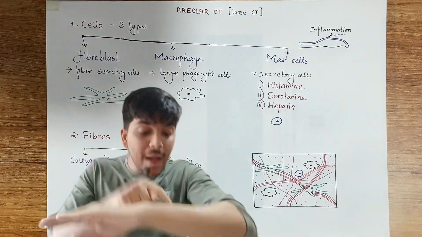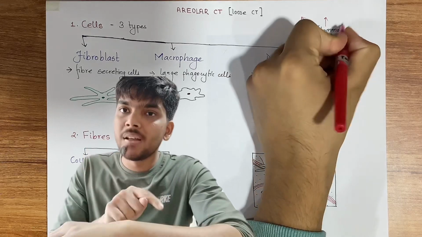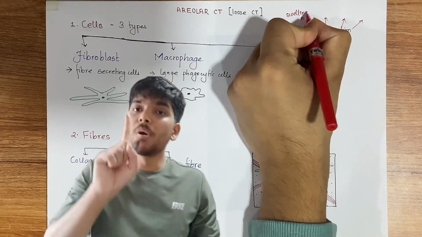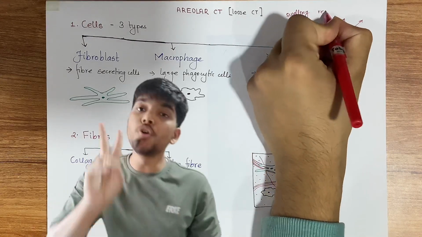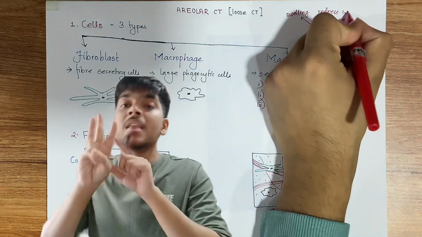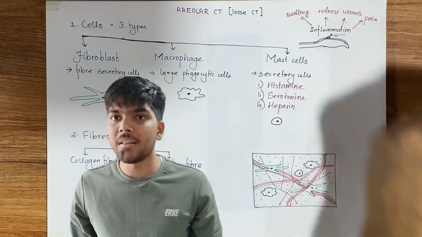So as soon as the mosquito bites, there's inflammation in that particular region where the mosquito has bit. And inflammation is always characterized by four things. Number one, there's swelling. Number two, the region where the inflammation occurs shows a red color. Number three, that part is warm. And number four, there's pain in that area.